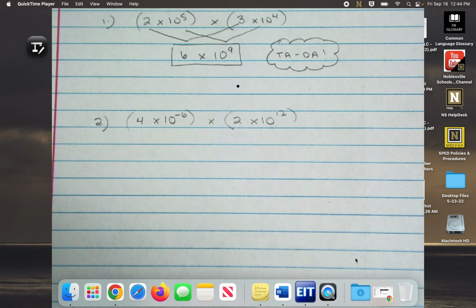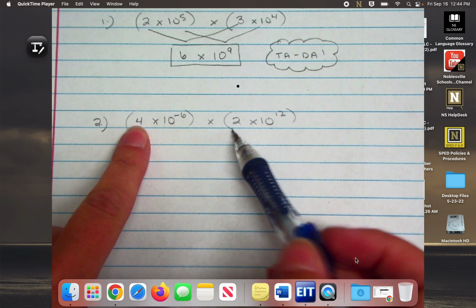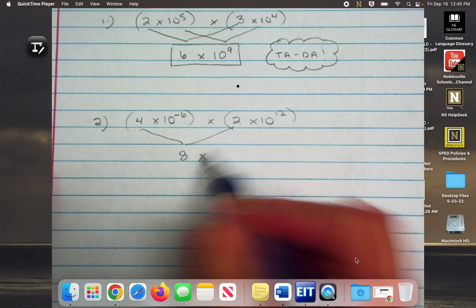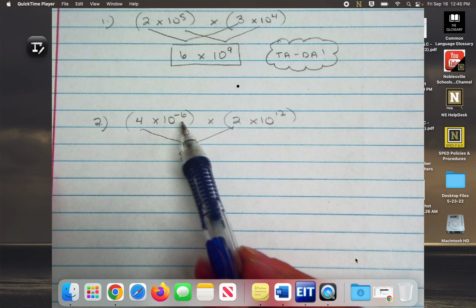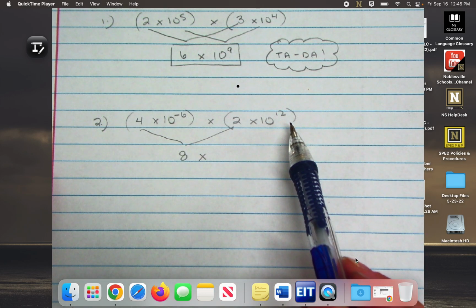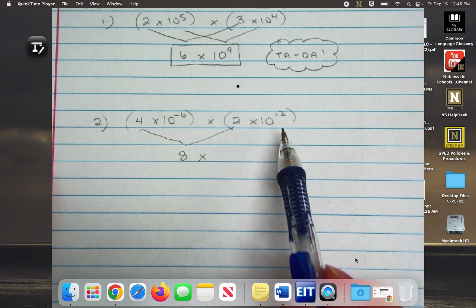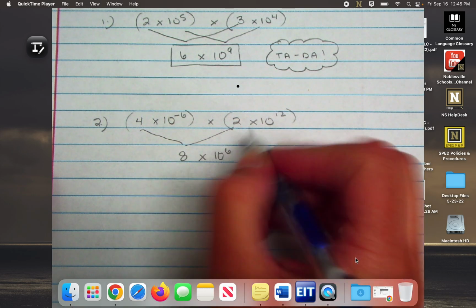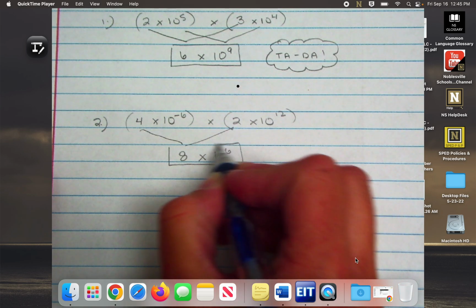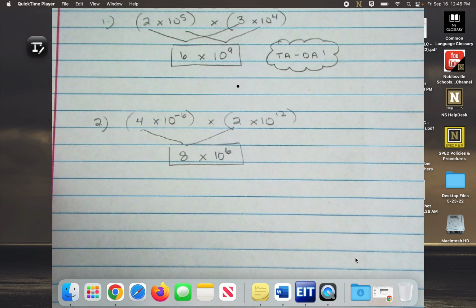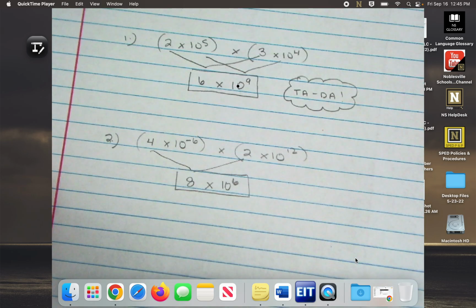Okay, so same thing. I'm going to multiply the 4 and the 2. And then I'm going to add the negative 6 and the positive 12. So what is negative 6 plus 12? 6. So you're going to have to pay attention to those integers. Remember, those are going to haunt you for a very long time. Got to know those integer rules.